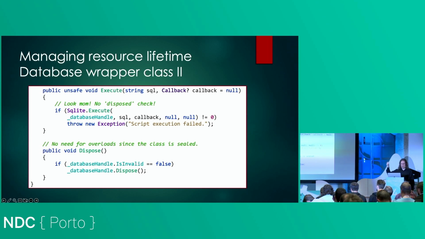And then, of course, the dispose also is very simple. You just have to check that the safe handle is not invalid, so that it's valid. And then you just dispose it. Done. That's our wrapper.